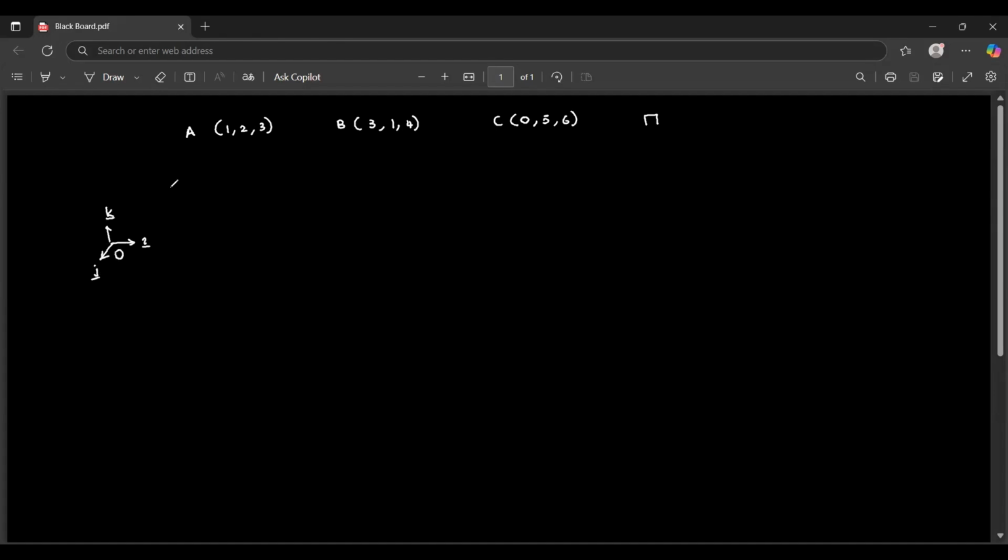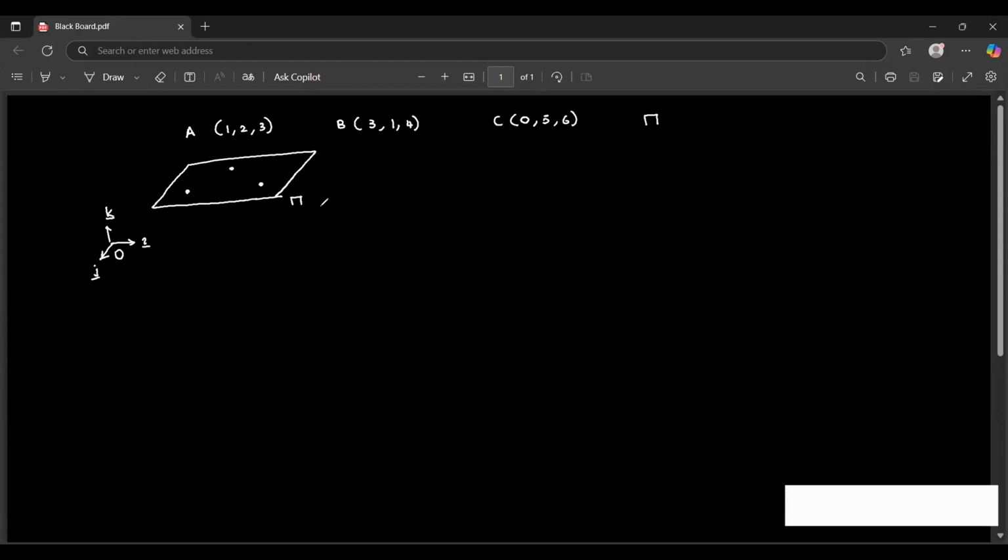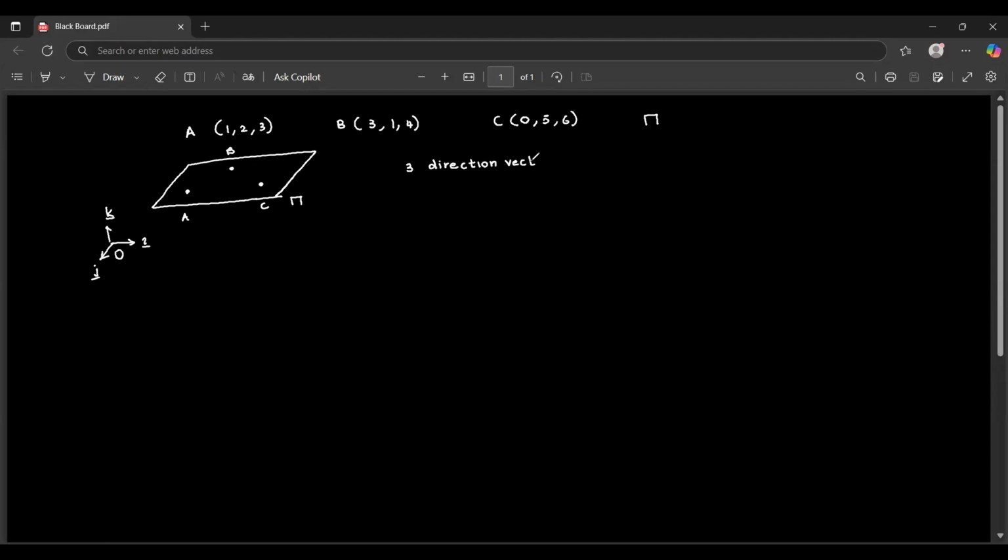So this is the origin, and if I draw the plane here, the plane looks something like this. They're saying A is present, B is present, and C is also present in the same plane. Now we have to find the vector equation of the given plane. Here we have A, B, C, so if we find AB or BC or AC, we can come up with direction vectors.